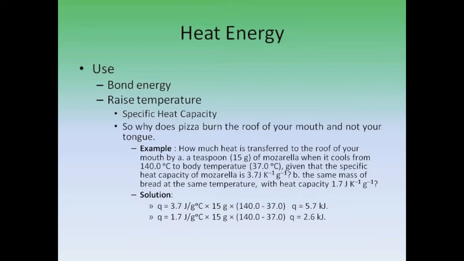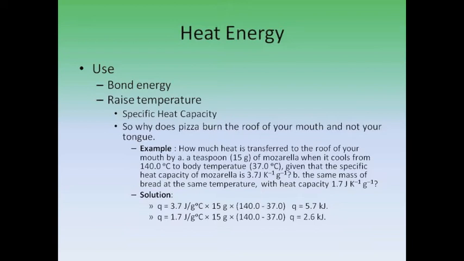It is called the specific heat capacity, or sometimes the specific heat, where the word specific here means per unit mass. So have you ever wondered why pizza burns the roof of your mouth but not your tongue? It is due to the cheese having a higher heat capacity than the crust. We can prove this by calculating how much heat is transferred to the roof of your mouth by 15 grams of mozzarella cheese when it cools from 140 degrees Celsius to body temperature, which is approximately 37 degrees Celsius.